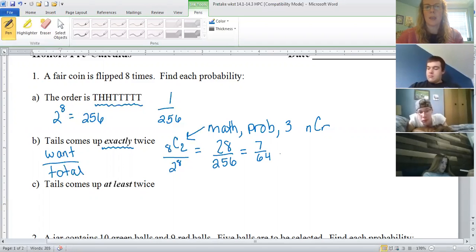Okay, so that's a pretty small probability. If we divided those and got the decimal for it and made that a percentage, that would be a really low percentage.